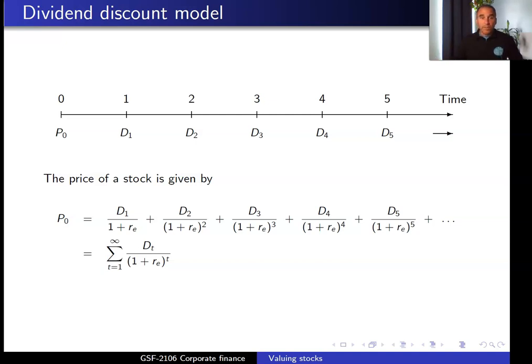A stock company is expected to last forever. There's no end to a stock company. There's no expiry date. It's not like a bond. It's not like a loan. There's no expiry date to the stock of a company. So the price of the stock of a company is the present value of all its future dividends from time 1 to infinity.